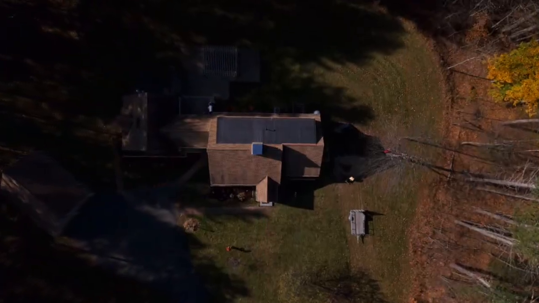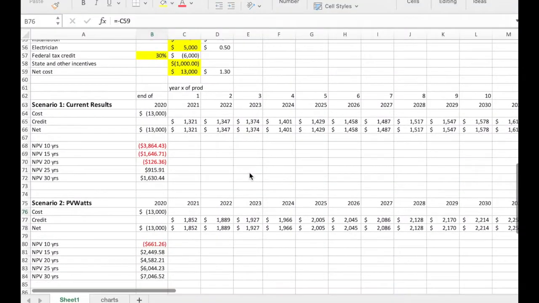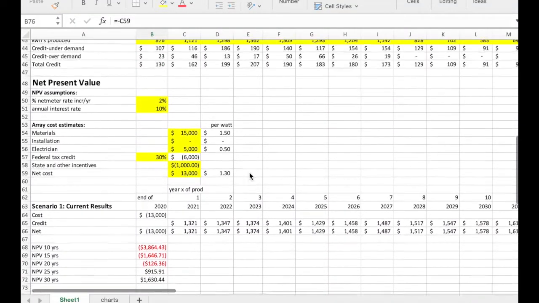It is time to put aside the drone and the review of shading and put on our financial analyst hat so that we can start crunching some numbers.